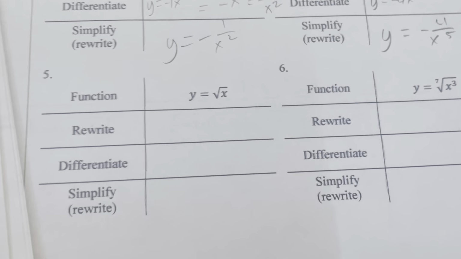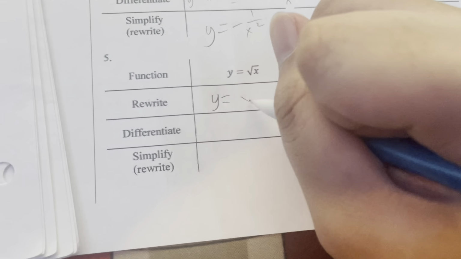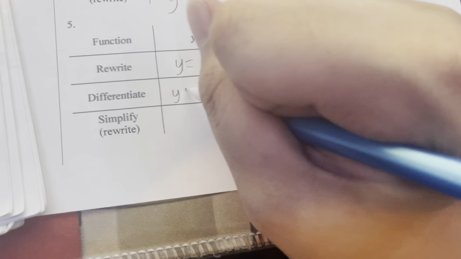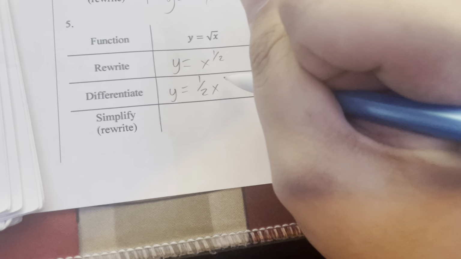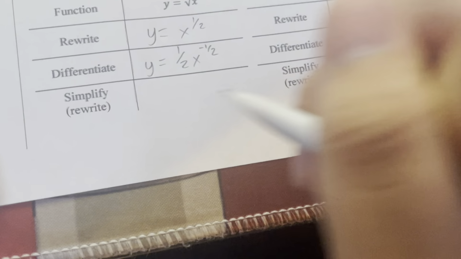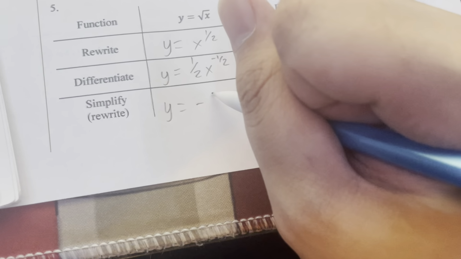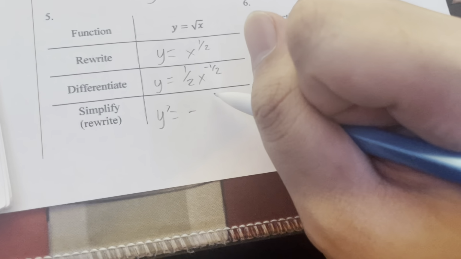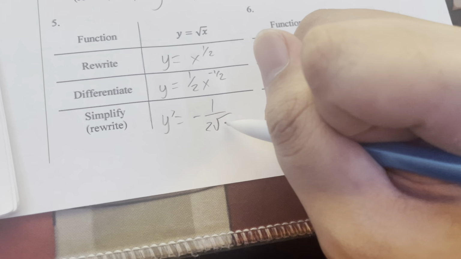The function is y equals square root of x. We rewrite that to be y equals x to the power of 1/2. We apply the power rule, that becomes y prime equals 1/2 x to the power of negative 1/2. I forgot to put prime symbols. And then we rewrite that to be y prime equals 1 over 2 square root of x.